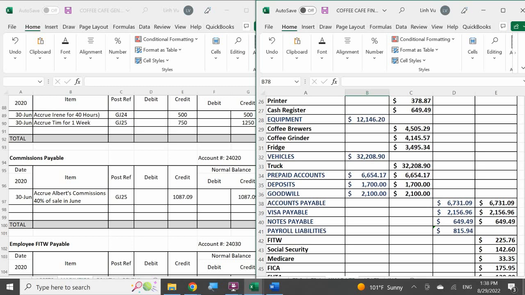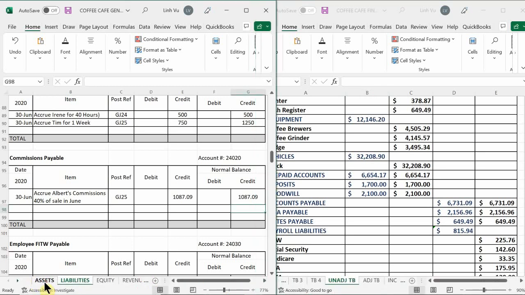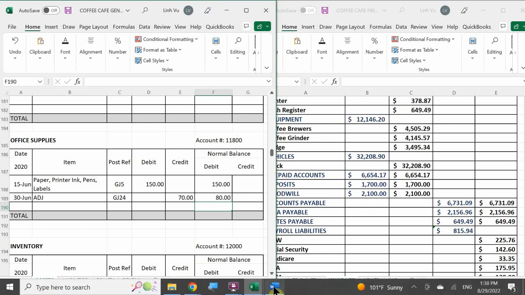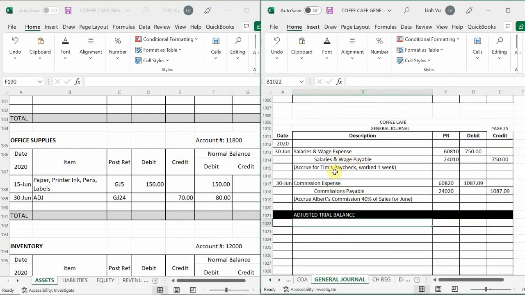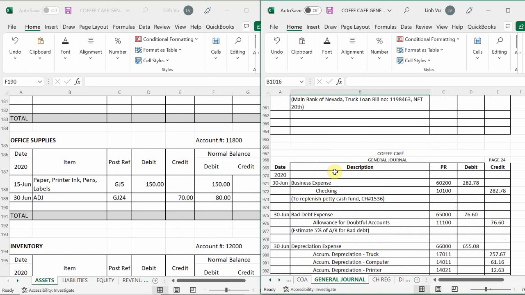All right, so welcome back to Coffee Cafe. We just started our closing process, right? We completed our unadjusted trial balance. And then the last thing that we left off was we actually completed the adjustment journal entries, okay, right here. All right. So we need to verify and confirm that when we do our adjusted trial balance, that everything that we transferred from my adjustments has transferred properly through my ledger, okay?